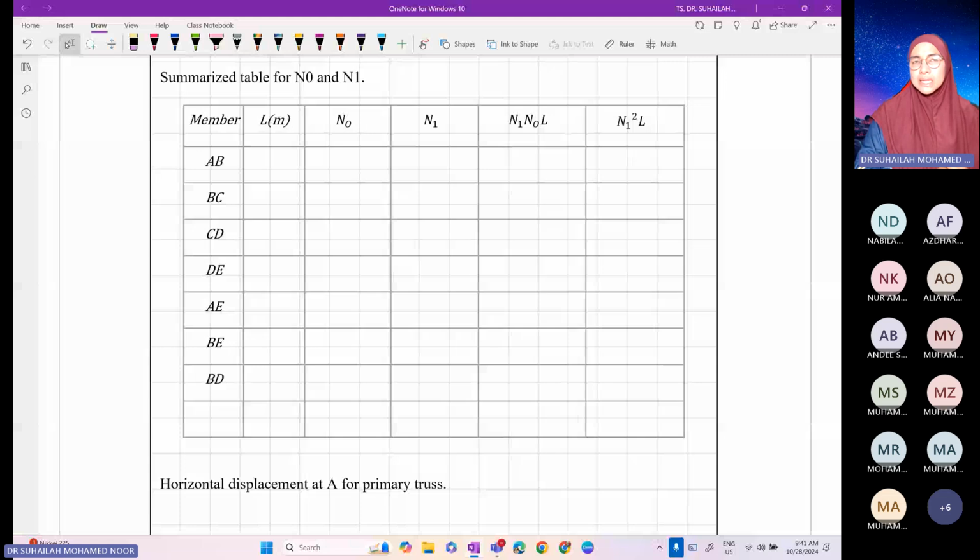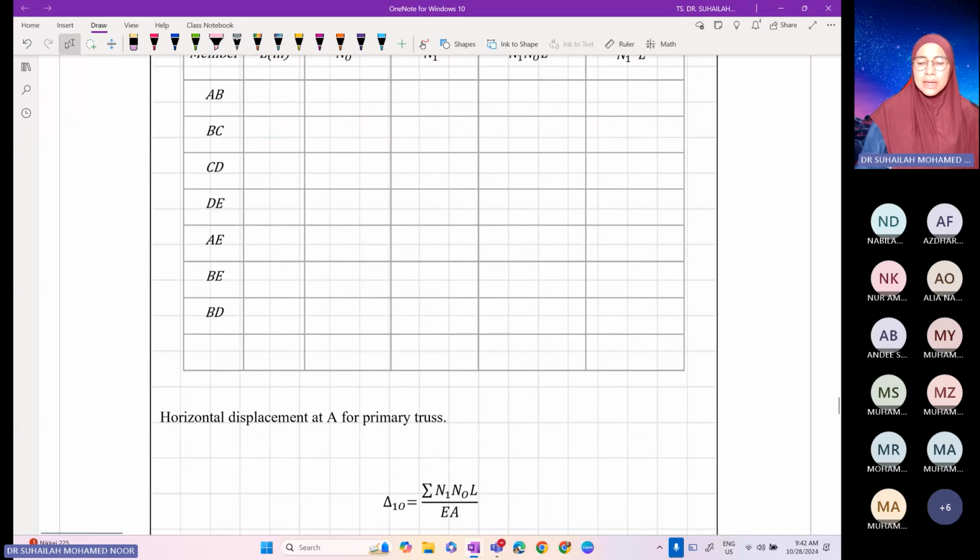Ada berapa members tadi? 7 ke 8 tu kena listkan semua. So kita letak satu column for L and then N not for the primary thrust and one for redundant thrust. And then kita akan kira nilai N1, N not L and also N1 square L. Okay, then kita kena totalkan lah.